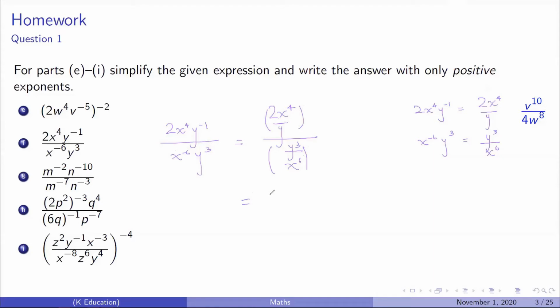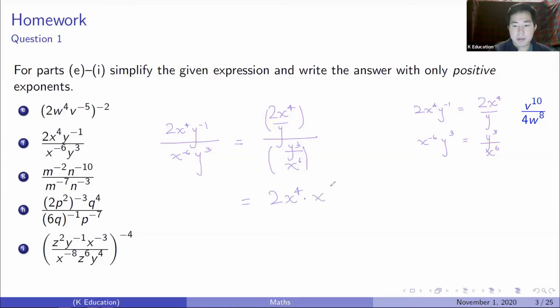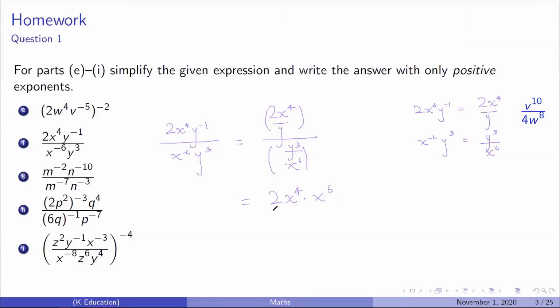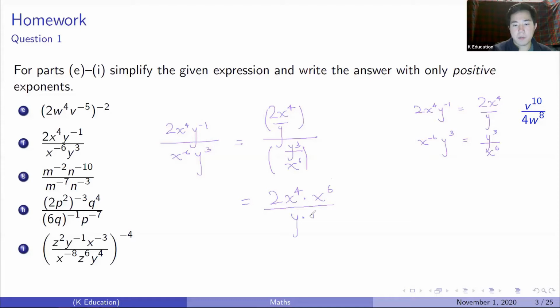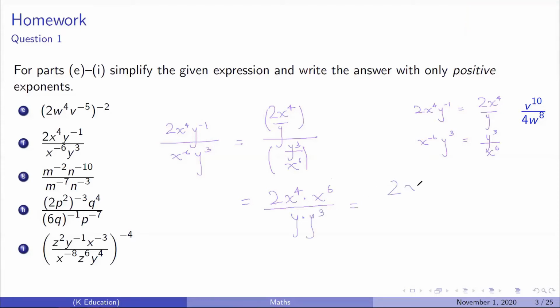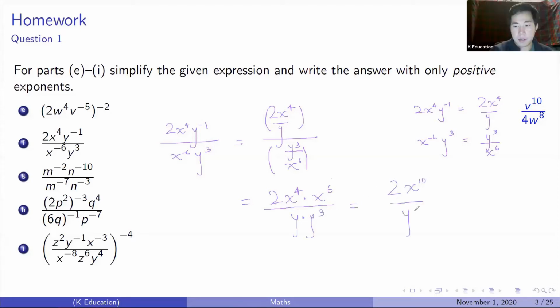So it will be 2x to the power 4 plus x to the power 6. Yeah, not plus, but times. Yes. And y plus y to the power 3, so that'll be y to the power 4. So divided by y times y cubed. Yep, exactly. That's it. Y to the 4. Okay, yep, that's totally fine.